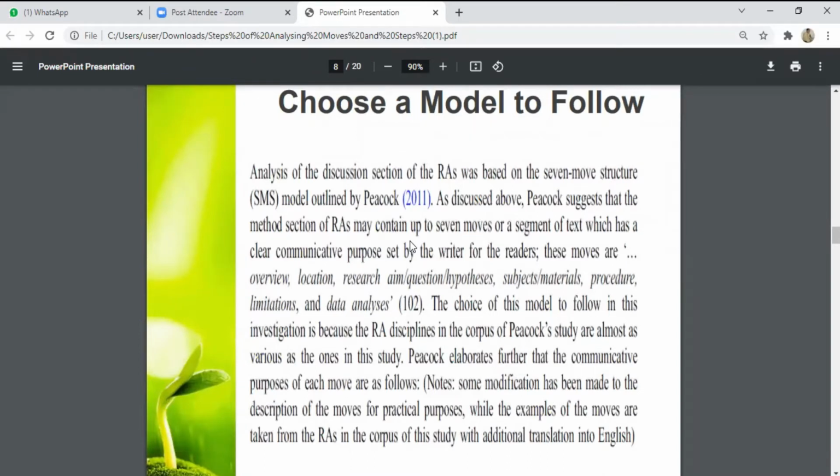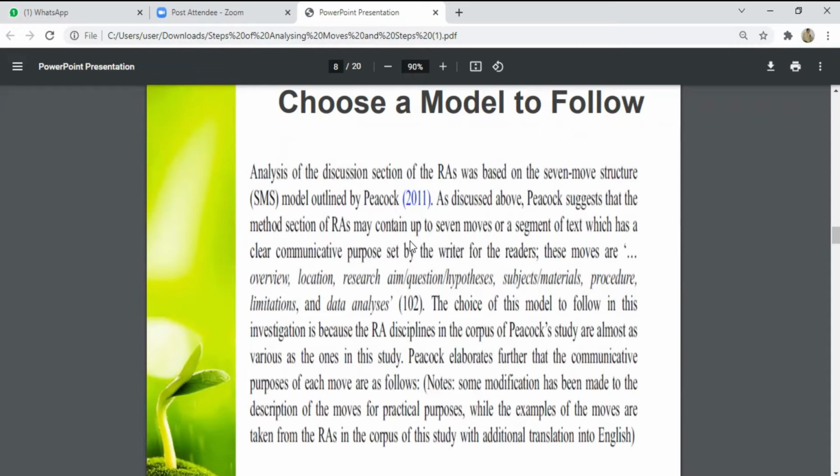Suggested by Peacock 2011. And study the model. So you can use the model to analyze your chosen articles. So you don't have to make your own model. It will be difficult or it will be dangerous if you make your own model. So it is much better to find a model suggested by earlier researchers.